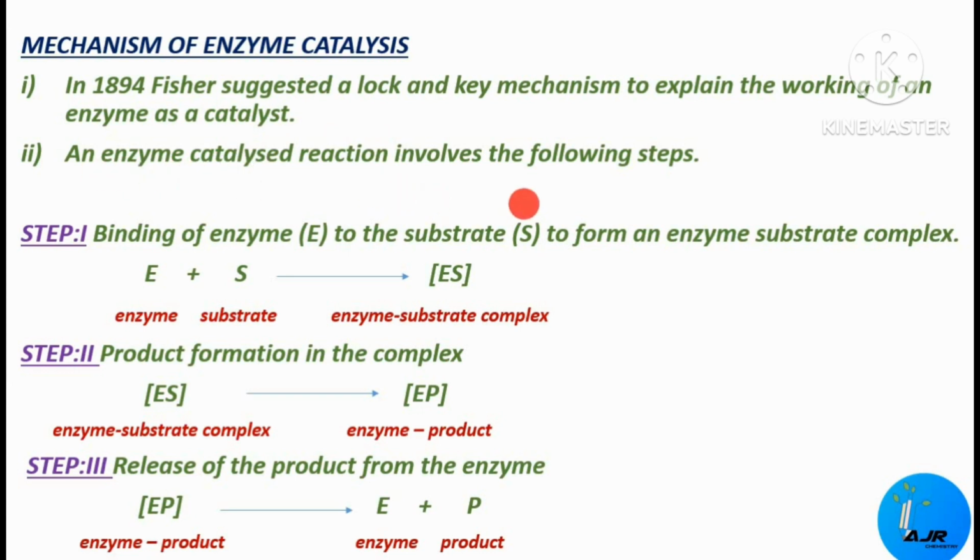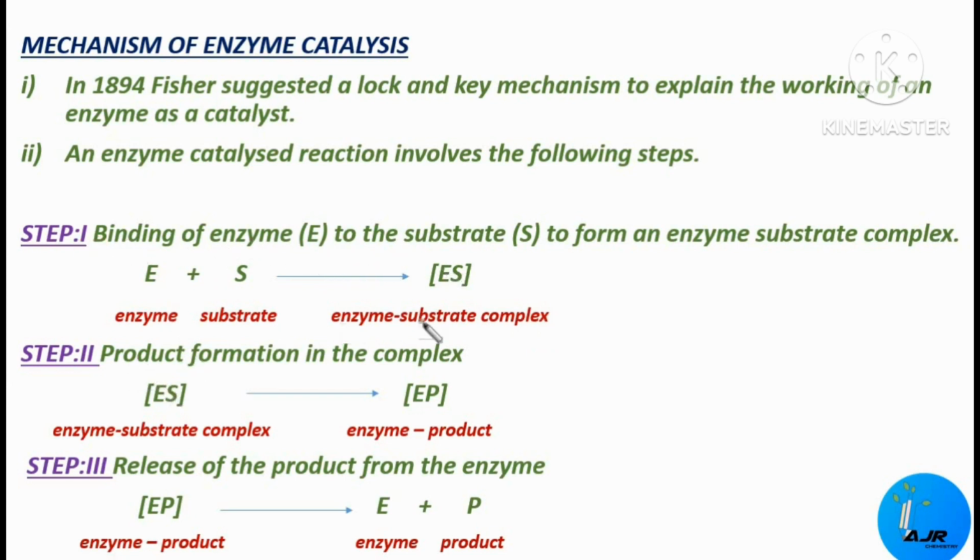An enzyme catalysis reaction involves the following steps. There are three different steps involved in this enzyme catalysis mechanism. And the first step goes like this: the binding of enzyme to the substrate to form an enzyme substrate complex. Here substrate represents the reactant which we are using. So this is the enzyme and the substrate. These two form a complex. So the enzyme substrate complex is formed in the first step.